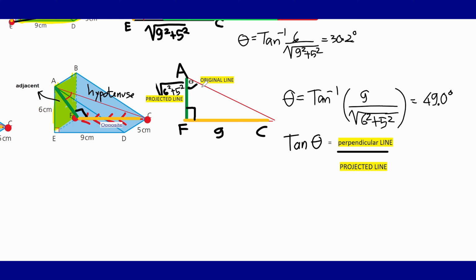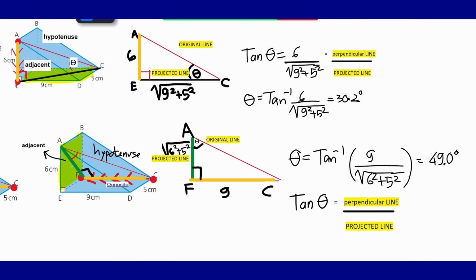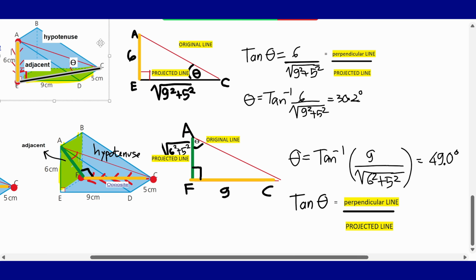And still, tan theta is always the perpendicular line over the projected line. So it's the same as in C. So tan theta is perpendicular line over projected line. So we hope it's clear.